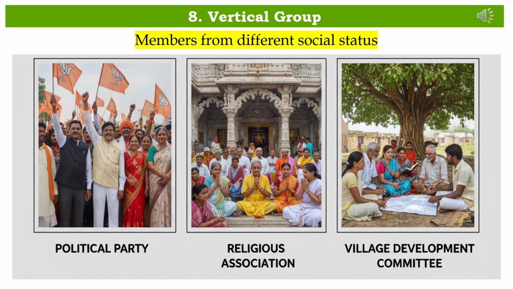Vertical group. A vertical group is a group that includes members from different social status. Its membership cuts across various horizontal groups within the society. Examples: a political party consisting of people from different occupations and social status. Next, a religious association including both rich and poor, educated and uneducated people. Third, a village development committee. It includes farmers, teachers, merchants and laborers, all belonging to different social groups.